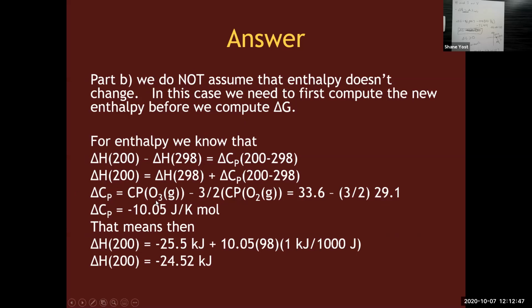So the change in heat capacities is the heat capacity of O3 minus 3/2 times the heat capacity of O2, because I have to multiply by the stoichiometric coefficient. That gives me a delta CP of minus 10.05 joules per Kelvin mole. Plugging that into the equation above, converting kilojoules to joules, the new enthalpy is just minus 24.5 kilojoules. So not much of a change in enthalpy.